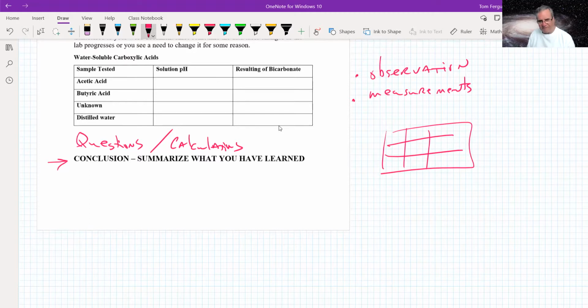All labs will flow into the same format. Okay. All right.